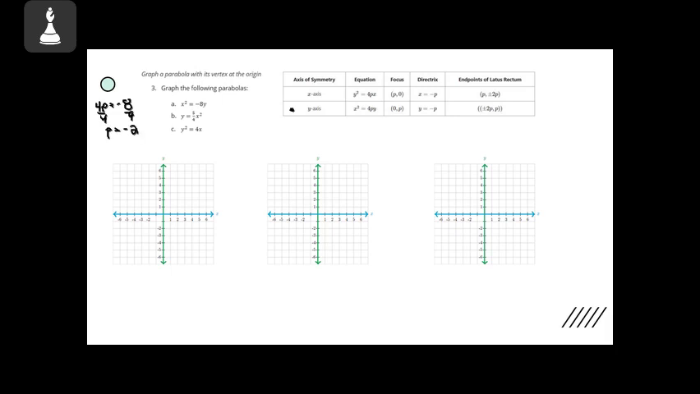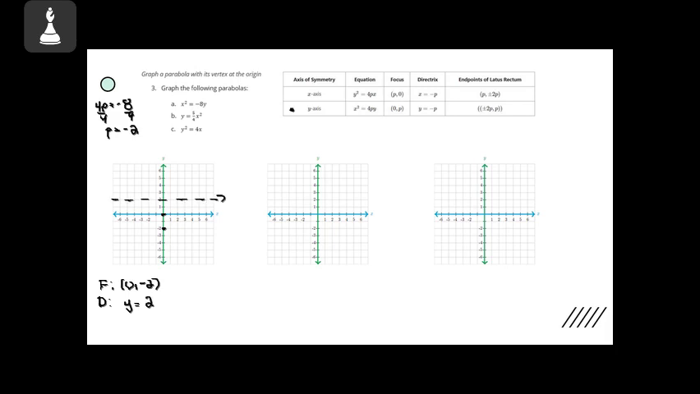We know our vertex is at the origin, so I'm going to place that there. Our focus, I'll go down here, is 0, -2, so 0, p. So there's our focus. Our directrix is going to be y equals the opposite of that, so +2. So we'll have our directrix here.